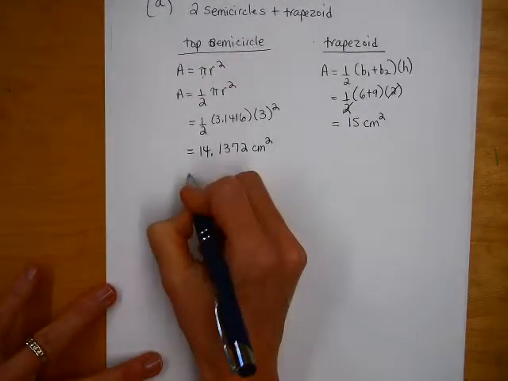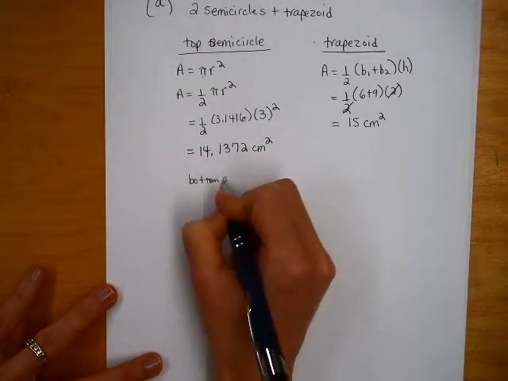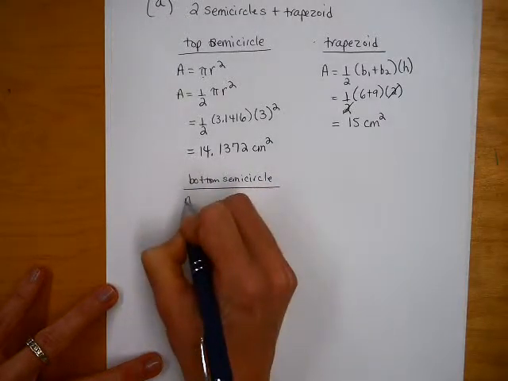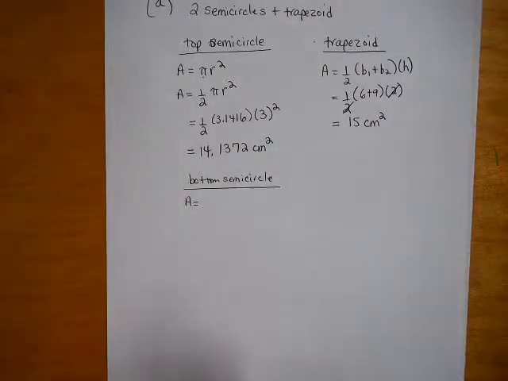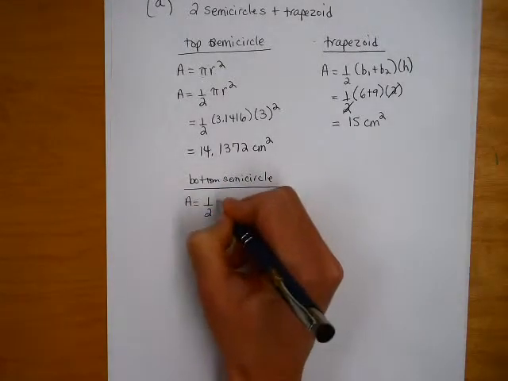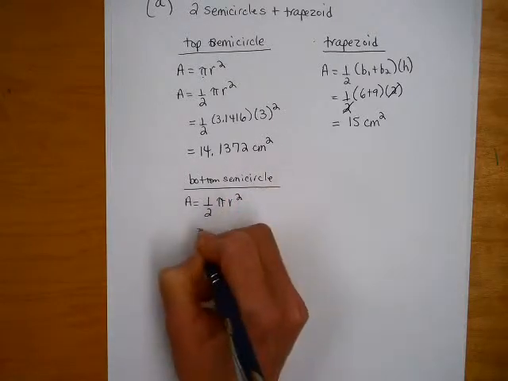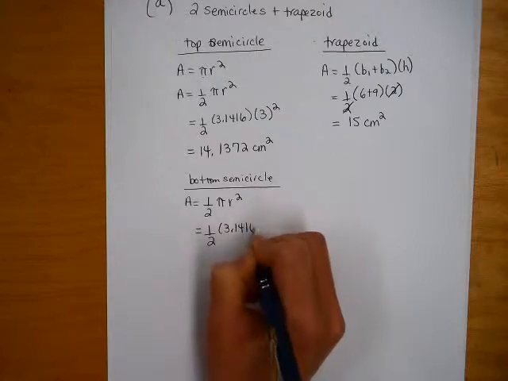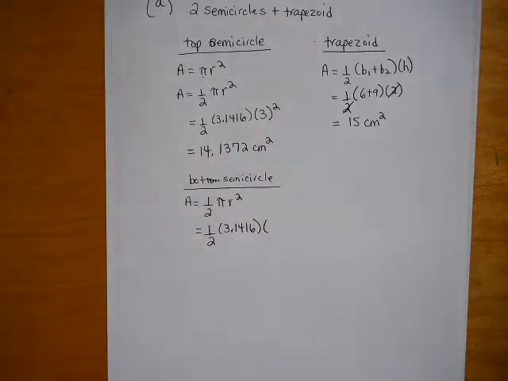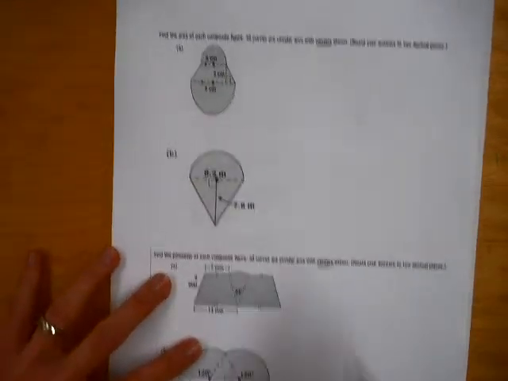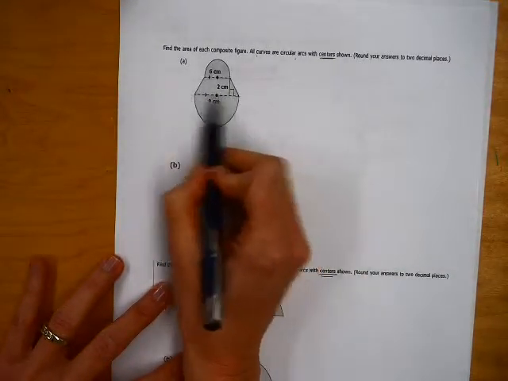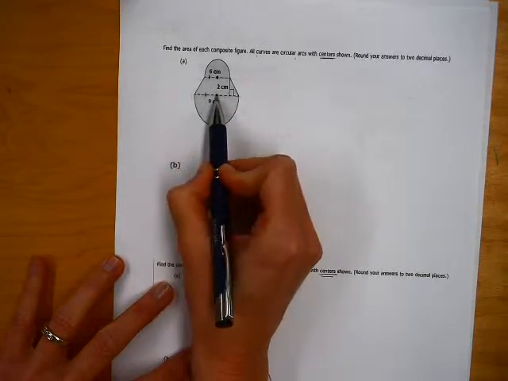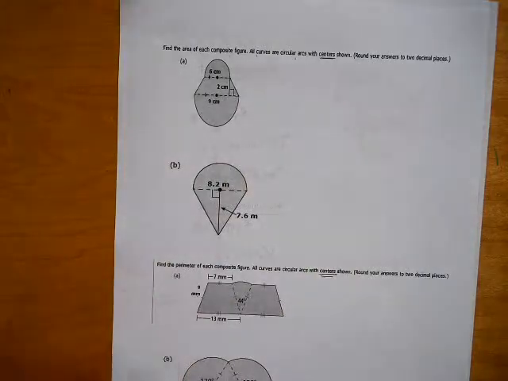And then we had the bottom semicircle, and we're going to find the area of it. Again, we're going to use the same formula as for the top semicircle. Since it's half a circle, we're going to do 1/2 times pi times radius squared. So that's 1/2 times 3.1416 times, and if we look again at our drawing, the diameter of this semicircle is 9, so the radius would be half that, which is 4.5 centimeters.